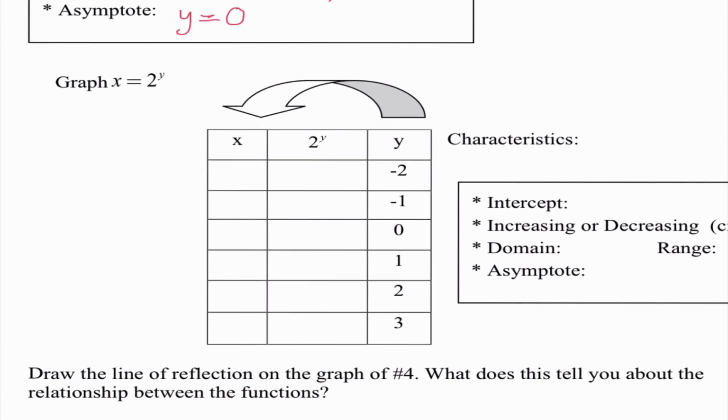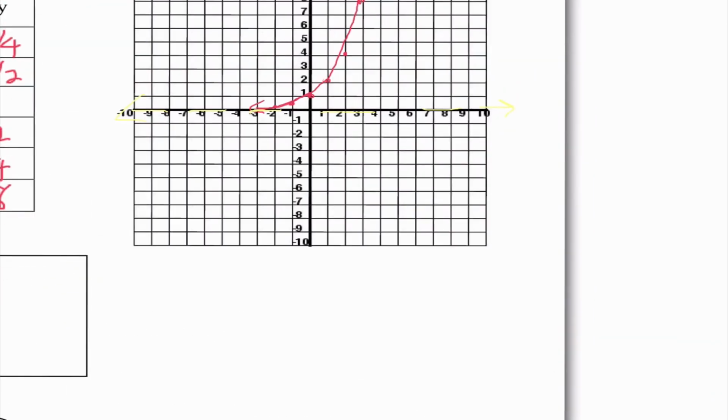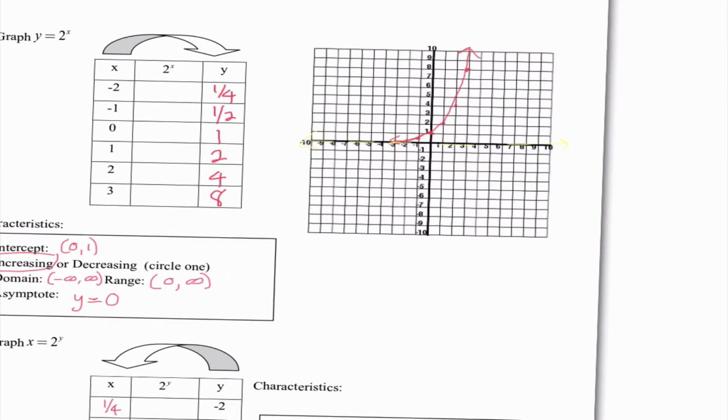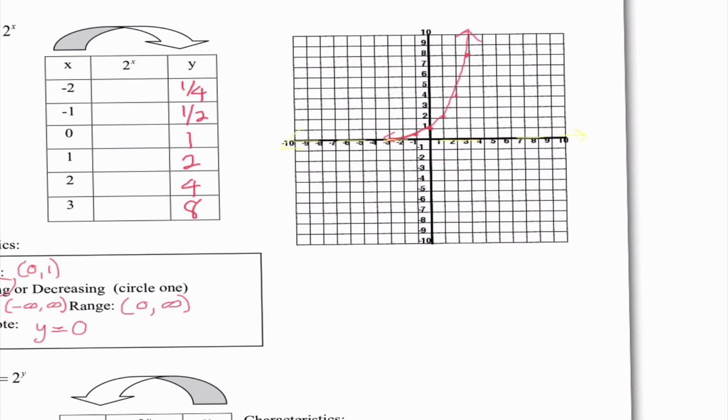Now this time, it says graph x equals 2 to the y power. So that means this time, y is our input, x is our output. We are switching x and y. Let's see what that looks like and if we've dealt with that before. So I actually know what all those ordered pairs should be. So I'm going to go ahead and graph those, and I'm going to graph this one in blue. So I have, let me kind of zoom out a little bit. Okay, I have 1/4, -2.